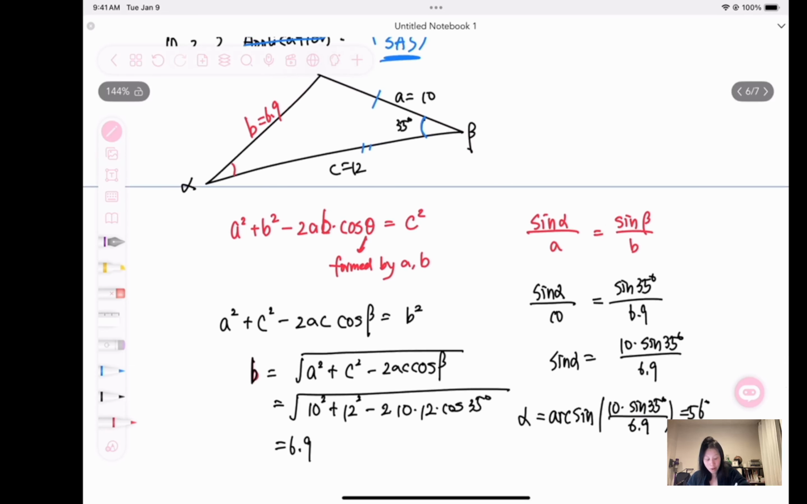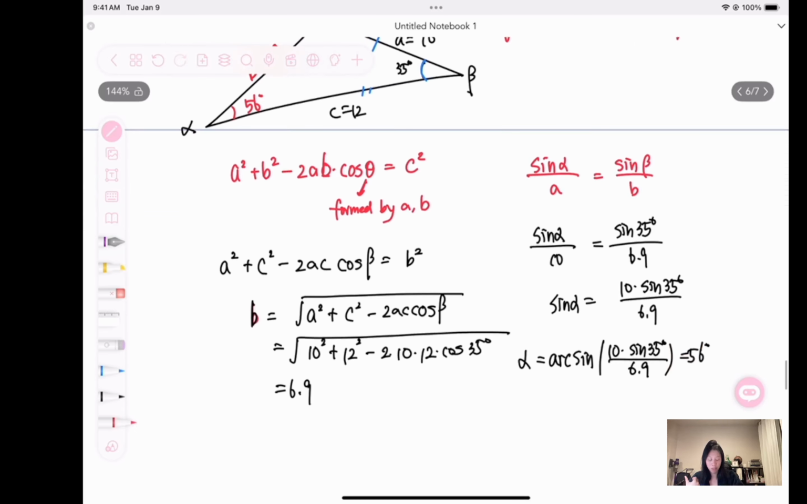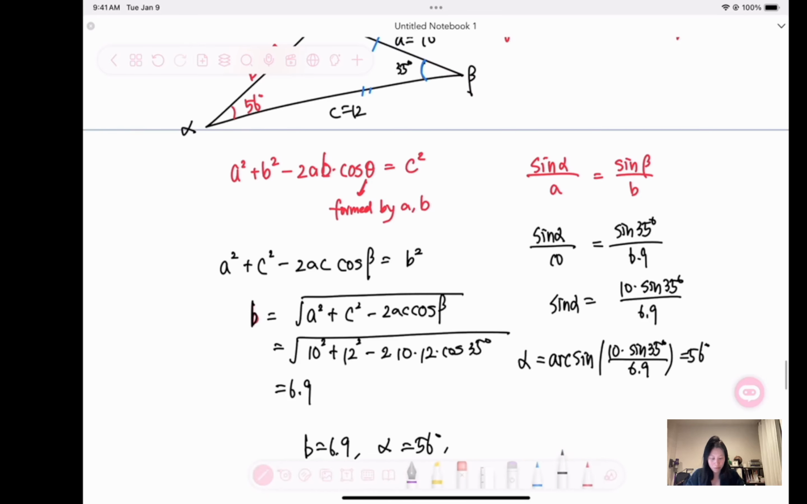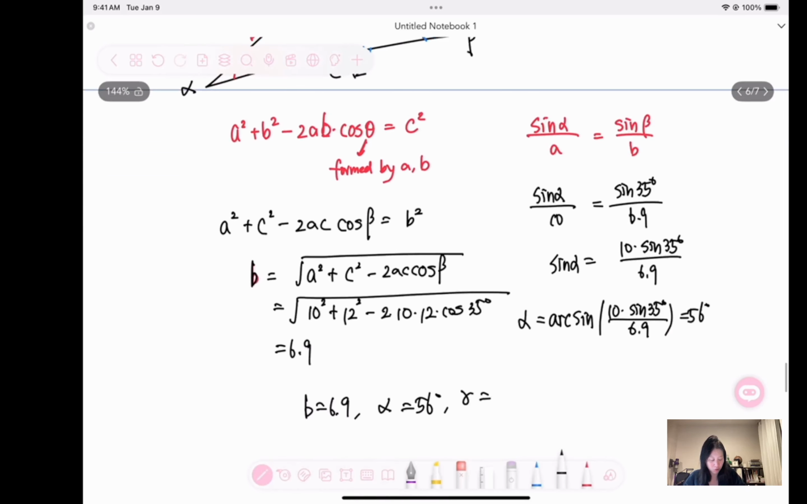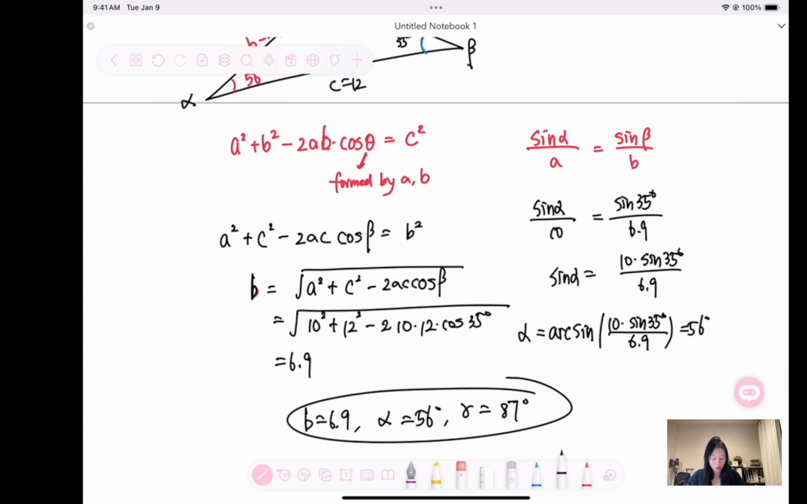Once we have alpha, the last angle is easy, because gamma is equal to 180 minus 56 degrees minus 13.5 degrees, which is 18.7 degrees. That's it, we have solved everything. I would like you to write your answers in a group so it's easier for me to check: b is equal to 6.9, alpha equals 56 degrees, and gamma equals 18.7 degrees. And highlight your solution.